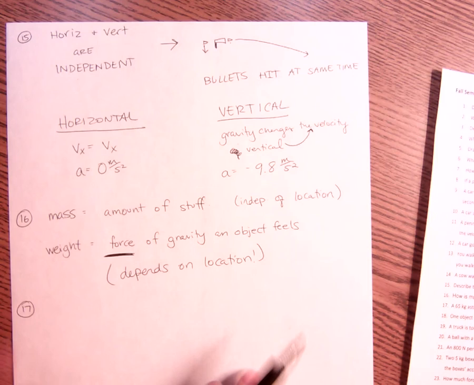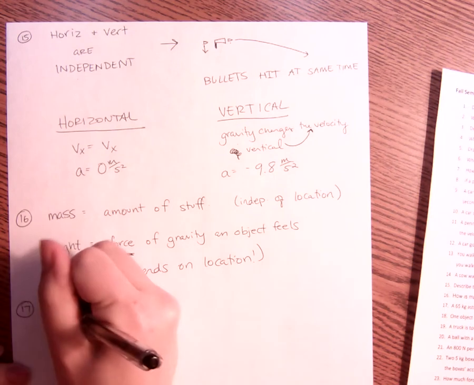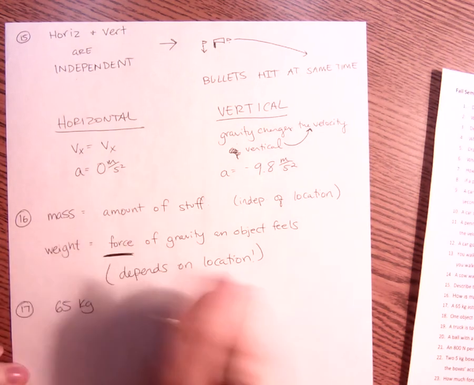Alright, so if the astronaut's mass is 65 kilograms on Earth, well, mass doesn't change, right? So it's going to be 65 kilograms on the moon.